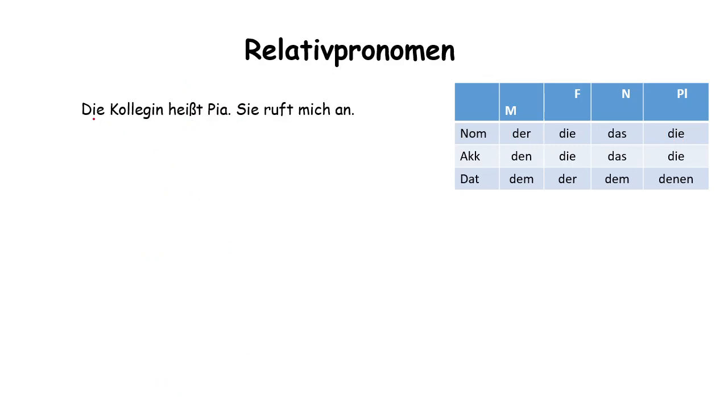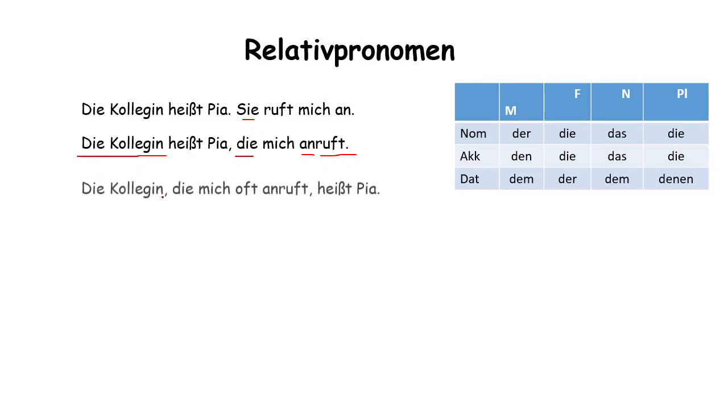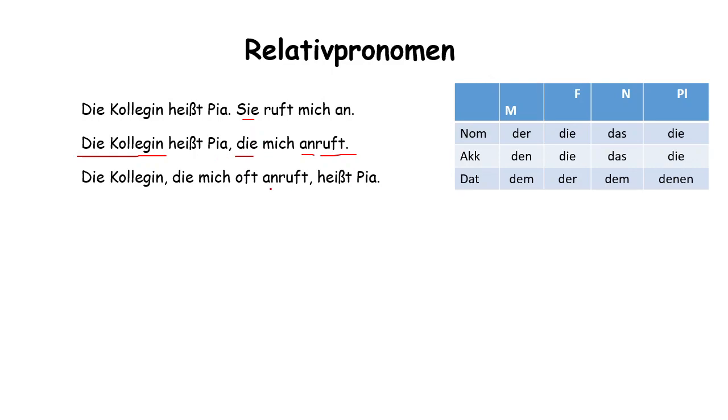Let's see. Die Kollegin heißt Pia. The colleague's name is Pia. Sie ruft mich an. She called me. So we can make it like this: Die Kollegin heißt Pia, die mich anruft. Nominative, nominative, verb at the end. We can also make two-comma sentences. This is a one-comma sentence and a two-comma sentence. In the two-comma sentence: Die Kollegin, die mich anruft, heißt Pia. Verb comma verb. The colleague who called me is named Pia.